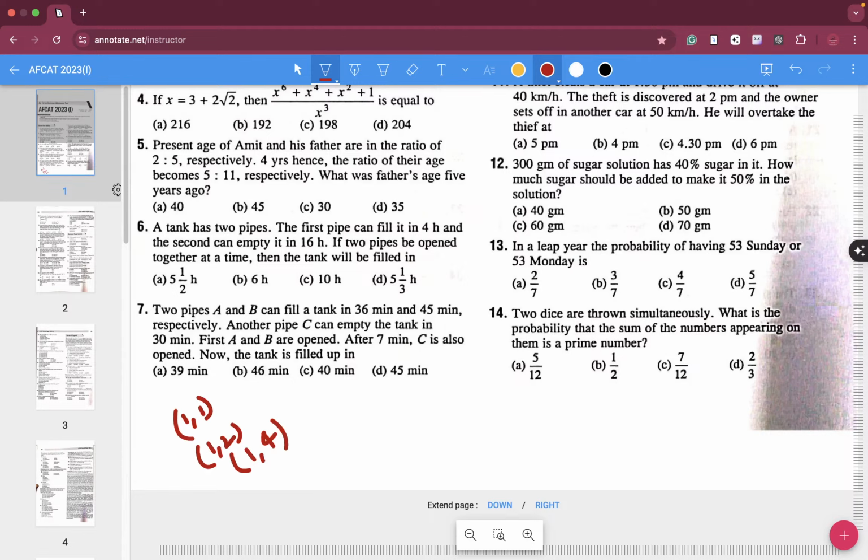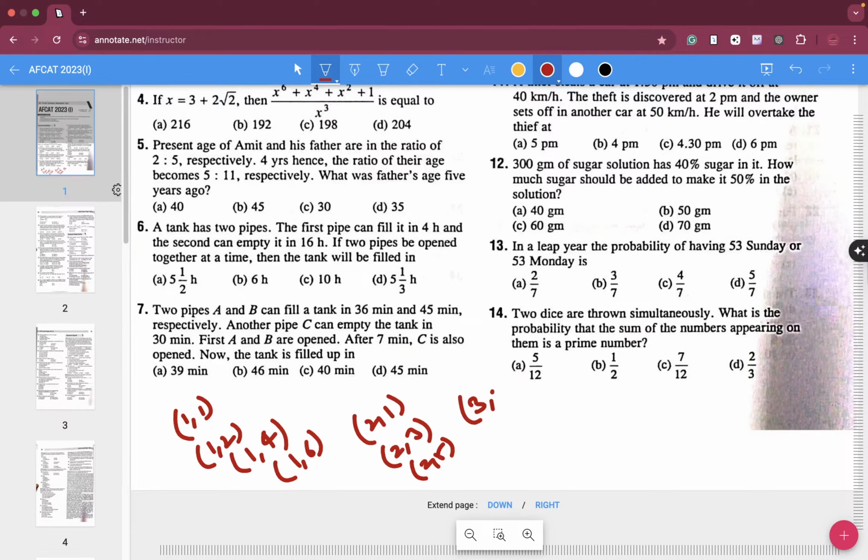1 comma 4, it's a prime number, yes. 1 comma 5, is it a prime number? No. 1 comma 6, it's a prime number. Similarly 2 comma 1, the summation is a prime number, yes. 2 comma 2, 2 comma 3, it's a prime number. 2 comma 4, is it a prime number? 2 comma 5, yes. 2 comma 6, no, that's not a prime number.